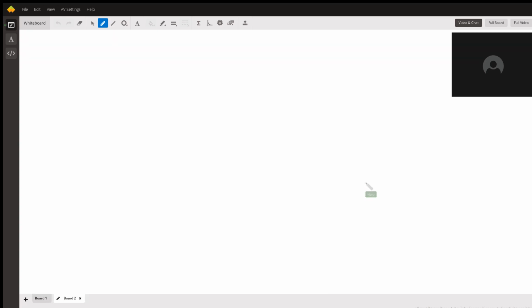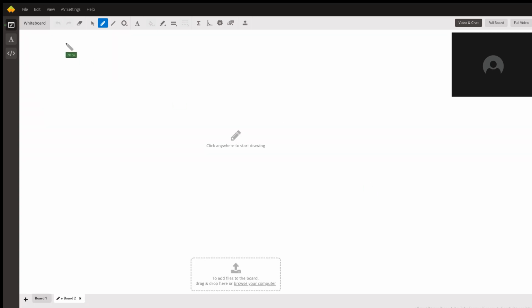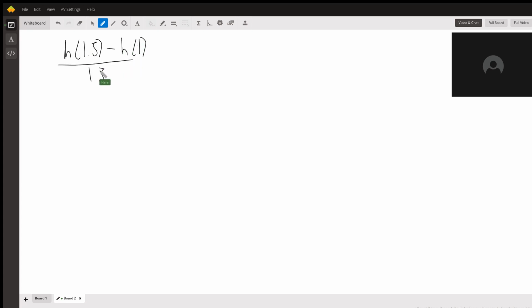Now I'll go to the second board. Just to go back, the next interval we're given is 1 to 1.5. In the same way, we have to do h of 1.5 minus h of 1 over 1.5 minus 1. We're doing this because we're trying to find the average rate of change of the height function over this interval, which will be the average velocity over this interval, if you remember from calculus.